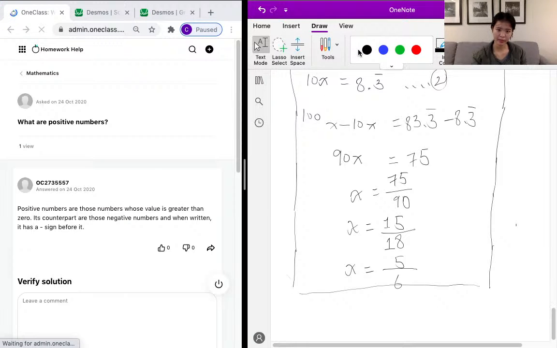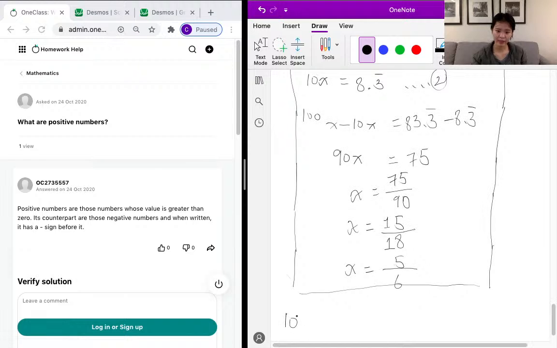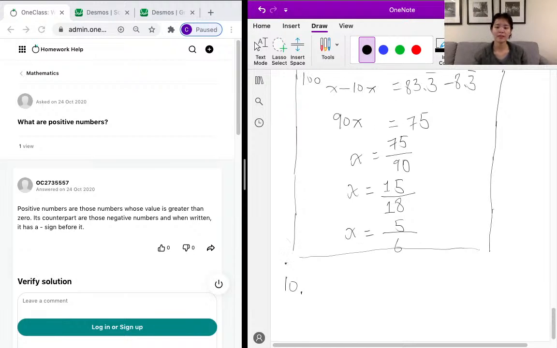And our next problem just asks us, what are positive numbers? So positive numbers are basically numbers that are greater than 0. So for example, our 5 is a positive number because it's greater than 0. Our 11 is a positive number because it's greater than 0. Our negative 3 is not a positive number because it's not larger than 0. Our negative 13 is also not a positive number because it's not larger than 0.